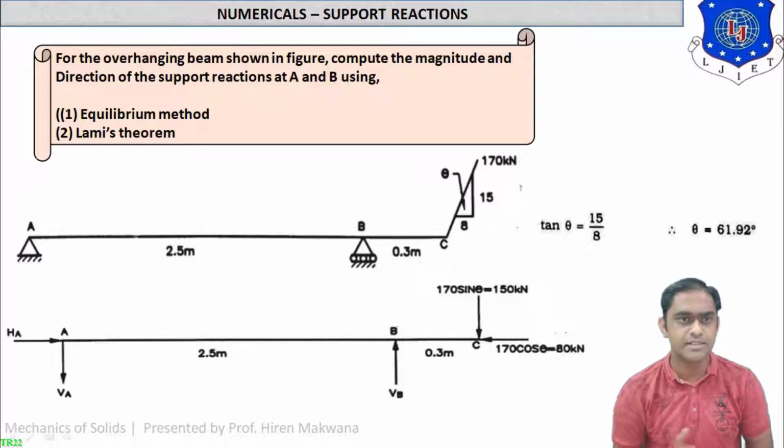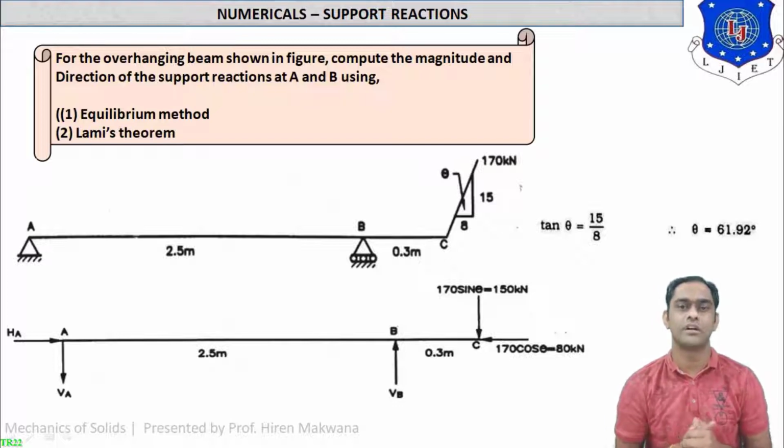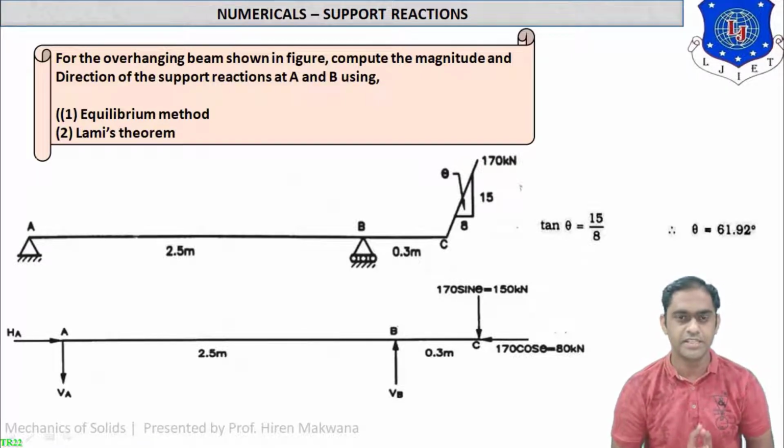Check out the question first. For the overhanging beam shown in figure, in this figure the beam is overhanging. You can see the beam is overhanging after the point B, right side. Compute the magnitude and direction of the support reactions at A and B. So you have to find support reactions at A and B using two methods. First one is equilibrium method, our conventional method, and second one is Lami's theorem.